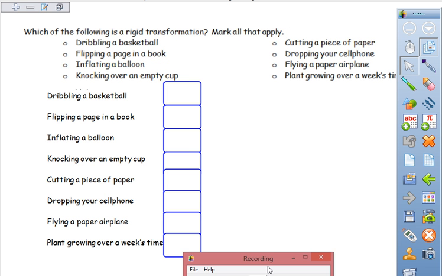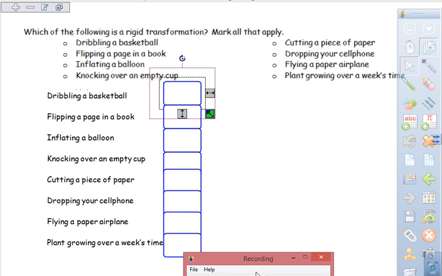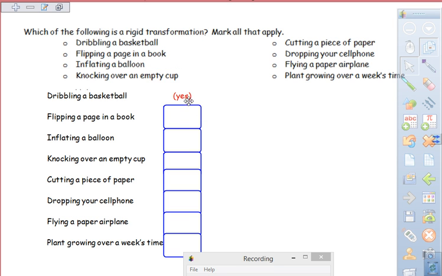Which of the following is a rigid transformation? Mark all that apply. So what I'm going to do is just put a check mark next to each dot. Why don't you pause the video and see what you get. Dribbling a basketball. The ball stays the same size and shape, so yes, it is rigid. Flipping the page in the book. Yes, the book does not change shape. Inflating a balloon. No, it gets bigger.